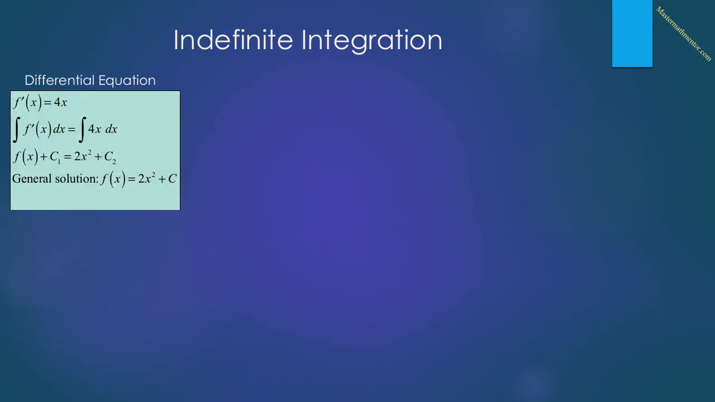Suppose we had an equation that stated f prime of x is equal to 4x. This is called a differential equation because it makes a statement about the derivative of the function. The goal of a differential equation is to find f of x, and that is called solving the differential equation. In order to do so, we integrate both sides. And we state that the integral of f prime of x dx is equal to the integral of 4x dx.